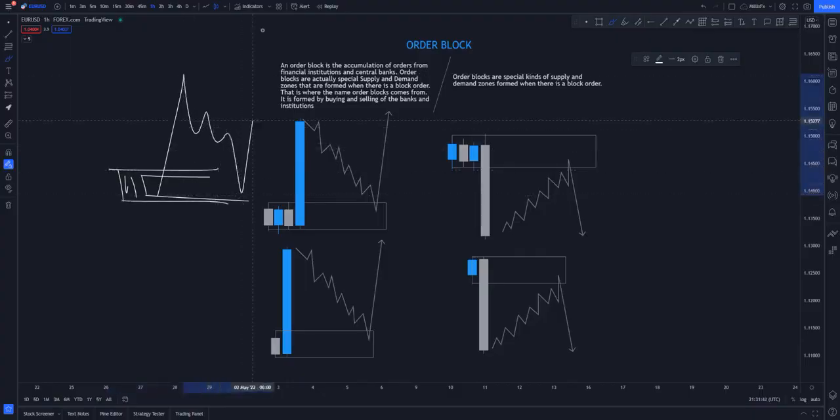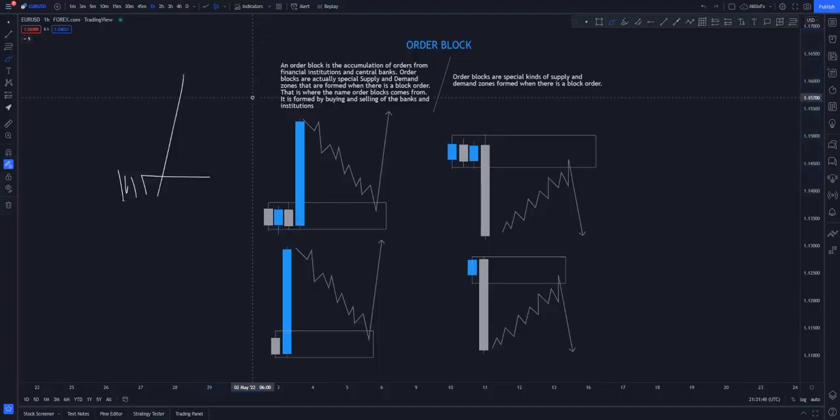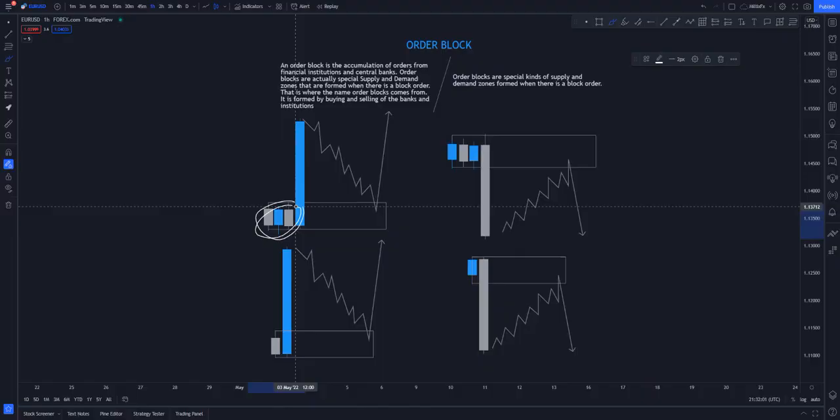So what are order blocks again, in another sense? Order blocks are special kinds of supply and demand zones formed when there's a block order. A block order is a lot of money that has been pushed into the market around this time. So when you see that, you say, oh, money was kept here, then you want to tap into that money. The banks always have to come back, tap into this money and continue to the upside. Hence the reason why they left this.